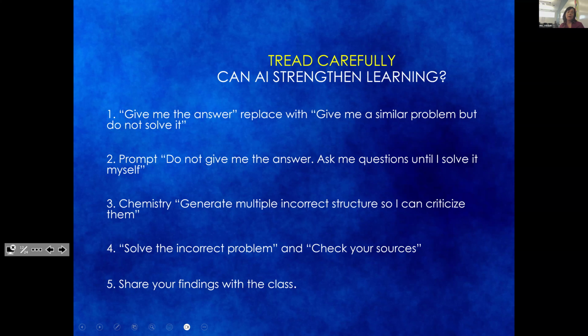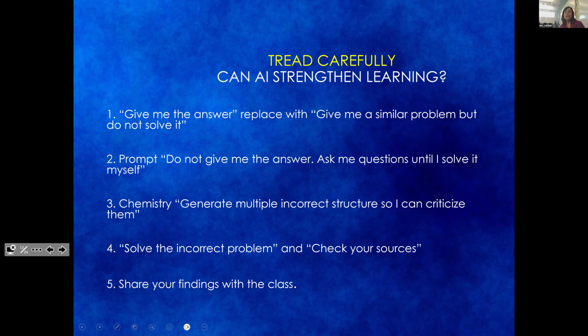So the student is getting repetitive questions that could help him solve the problem. In chemistry, a possible prompt would be: generate multiple incorrect structures so I can criticize them. So, I will admit GPT is not working really well for organic chemistry where they have to generate structures. I'd say 99.9% of the structures generated are incorrect, especially once they get very sophisticated. But that doesn't mean that it's not worth anything in organic. And I'll show you where I use it for organic.